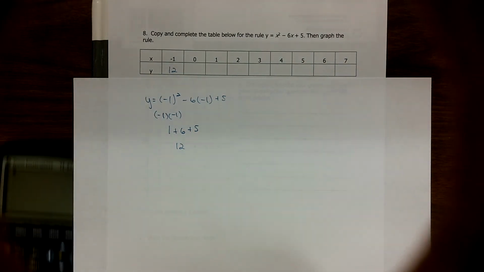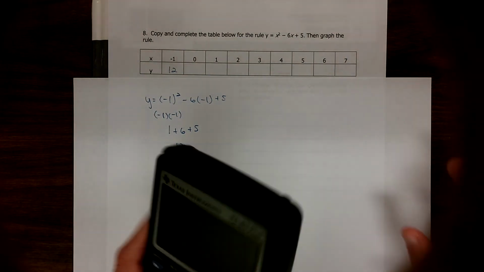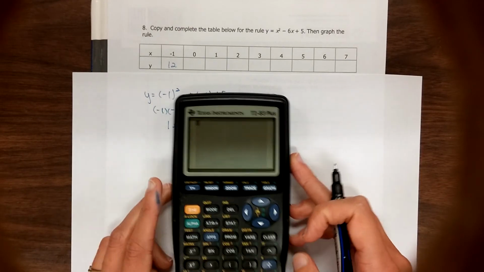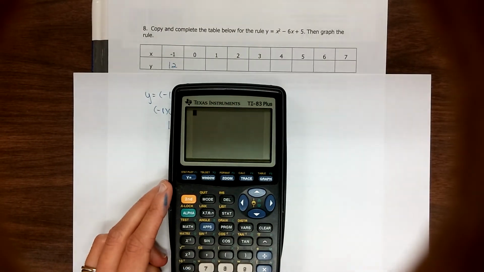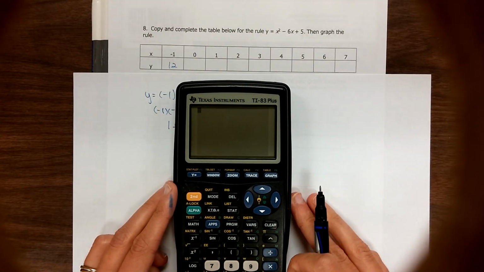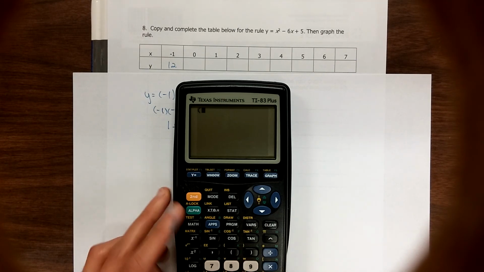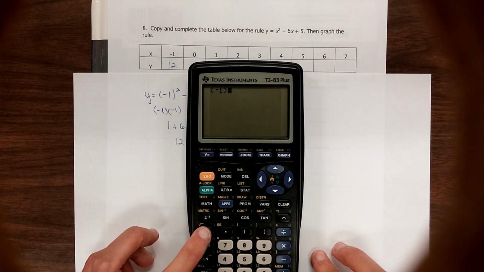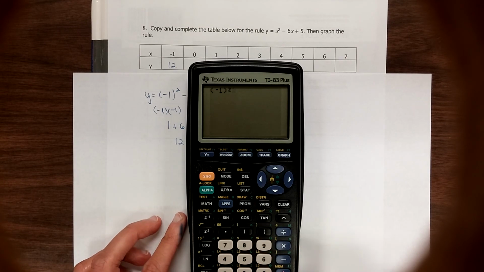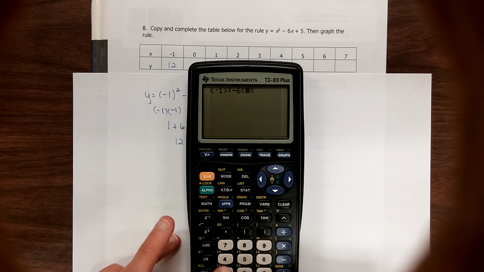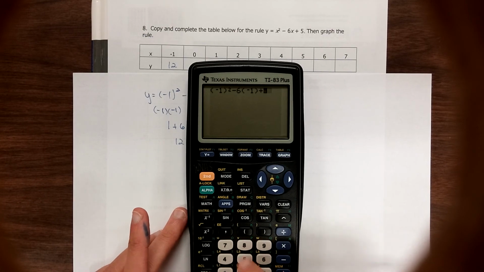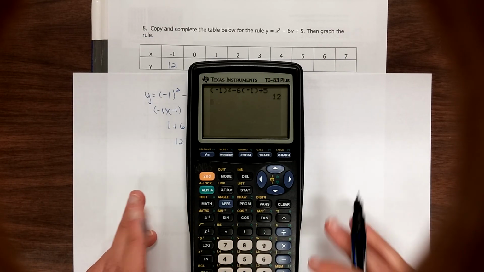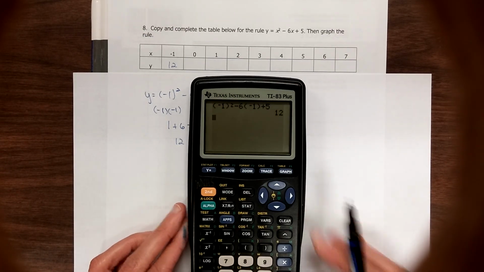You can also plug them in on a calculator. You don't have to work it out by hand. So just to show you how that would work, if I were going to plug in -1 for x with the calculator, I would still use parentheses, put in the -1 for x. To square it, I would press the x squared button, and then I would have -6, and again, -1 in parentheses where the x was, +5, and I get 12 as my output. And so I would just keep doing that.